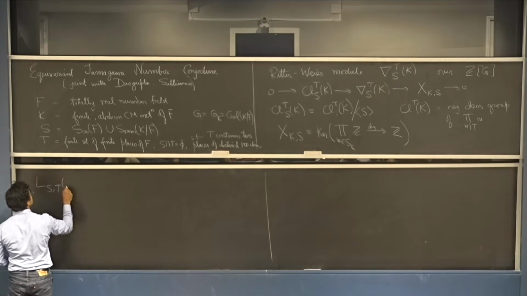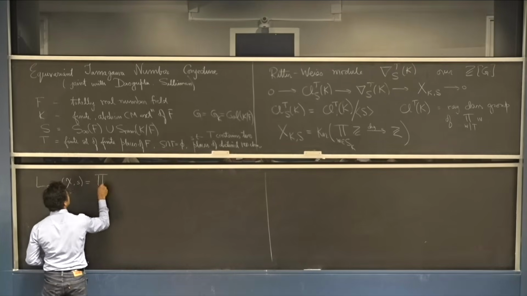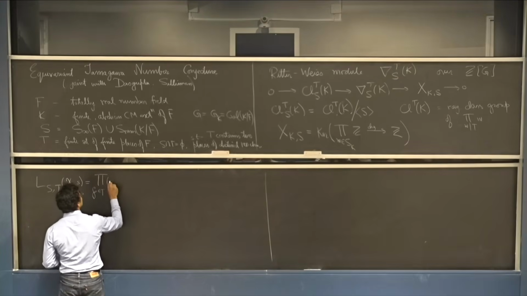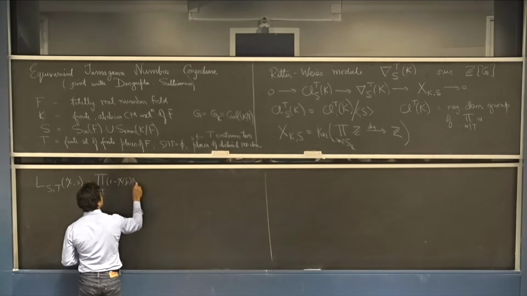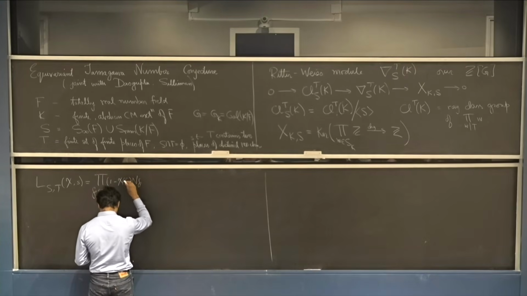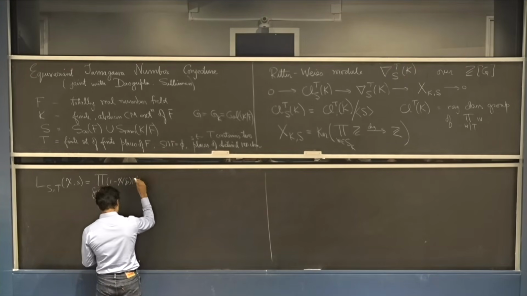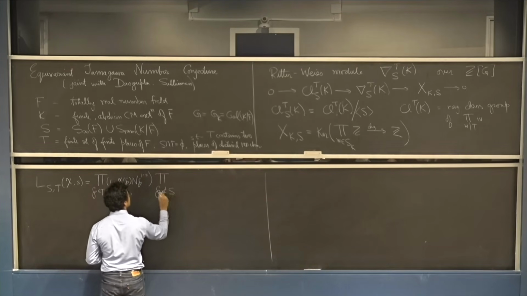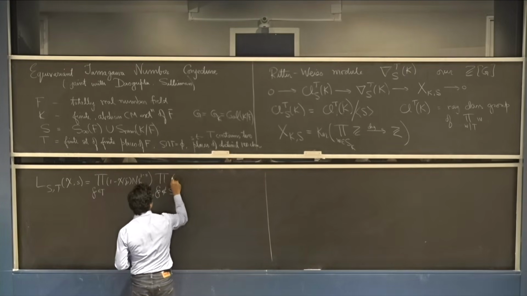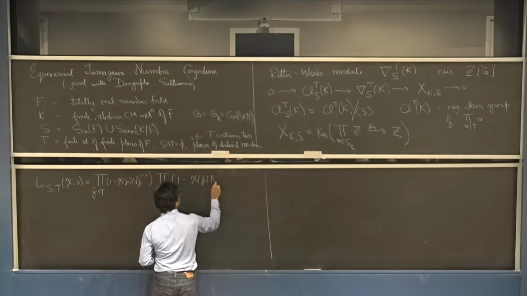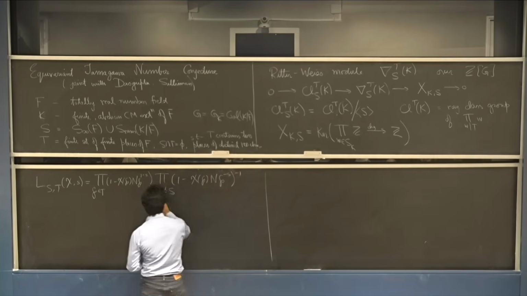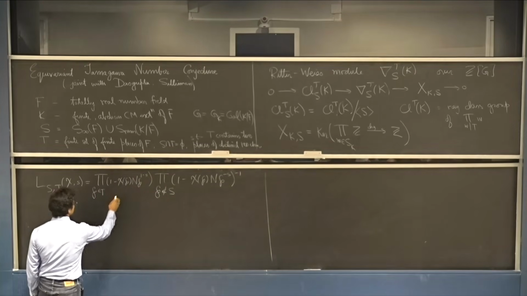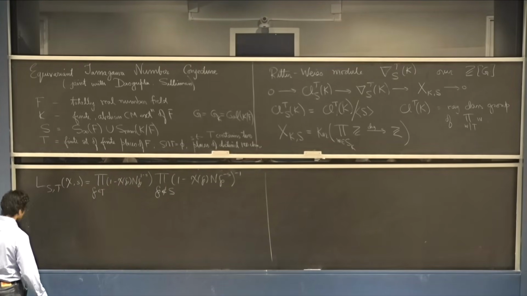So L_{S,T}(chi, s) is the product over all places in T of (1 minus chi(P) norm(P)^{1-s}), and then over all places which are not in S, (1 minus chi(P) norm(P)^{-s}) inverse. Okay, I've changed notation here. So this is the S-depleted L-function, with Euler factors at S removed, and then you smooth it at T in some way.